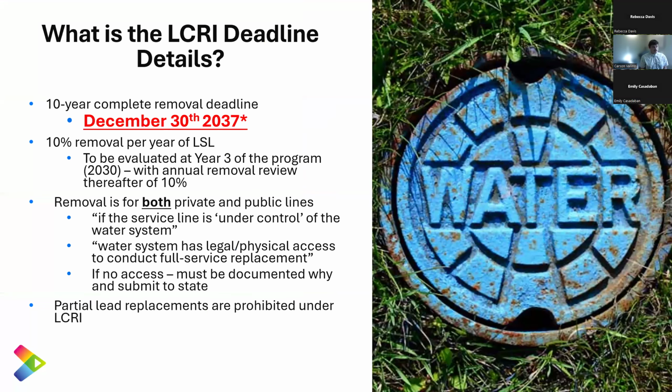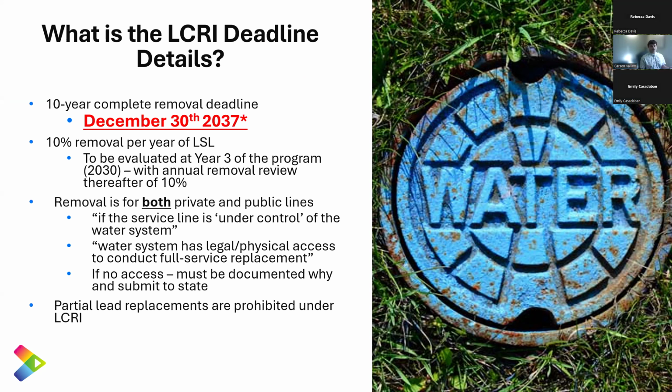So what is the deadline exactly? The 10-year removal deadline should be somewhere in the neighborhood of December 30th, 2037. This is a little bit of a moving deadline. If you're a deferred deadline recipient or capable, or you're doing a really good job at removing, that number may change, and we'll talk about that a little bit more. It requires a 10% removal per year of lead service lines and galvanized replacement lines. So this is going to be evaluated at year 3 of the program after it kicks off November 1st, 2027. And then it will require an annual review after of 10% average removal.